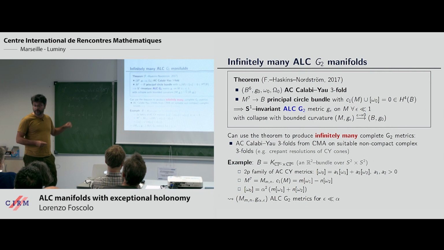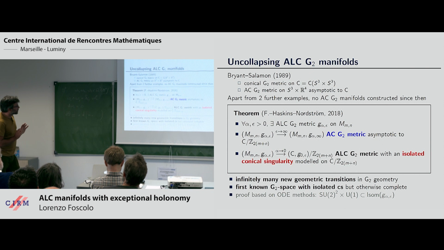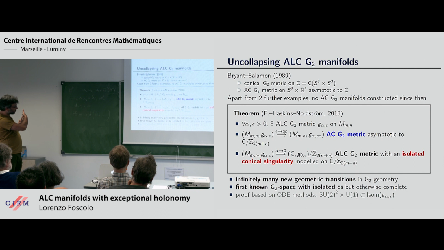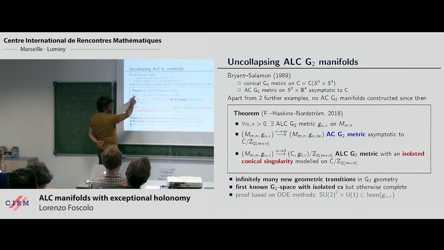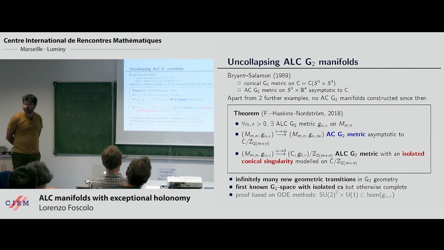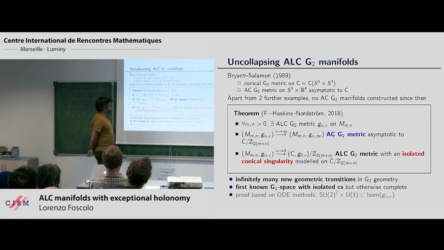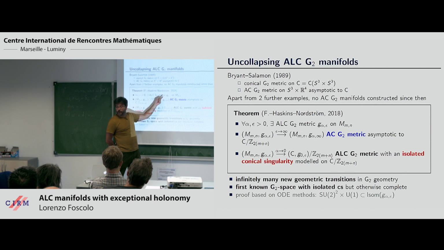The next theorem describes precisely that: for this countably many, two parameter family of ALC metrics, we can study the limit where the circle grows to infinity. First of all, there are two parameters, alpha and epsilon, and we can construct ALC G2 metrics of cyclic type for every choice of two positive real numbers. The previous theorem described the limit where the ratio epsilon over alpha was going to zero. Now we want to describe the limits where epsilon over alpha is going to infinity.